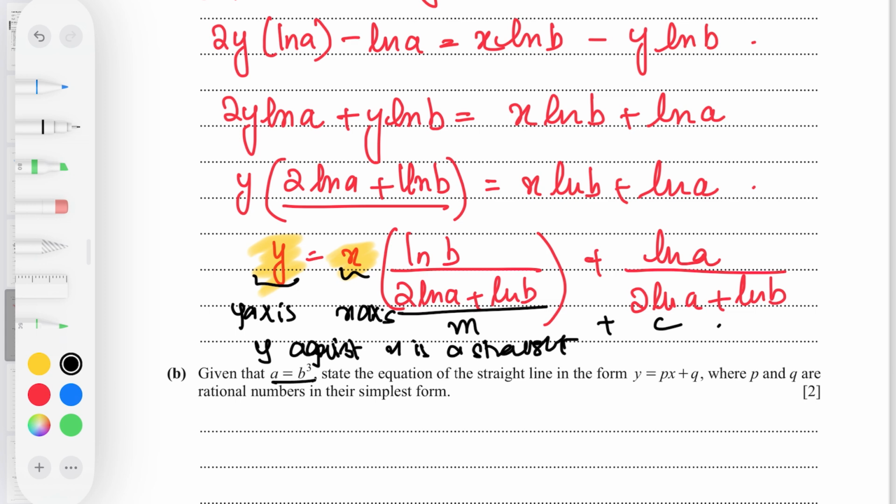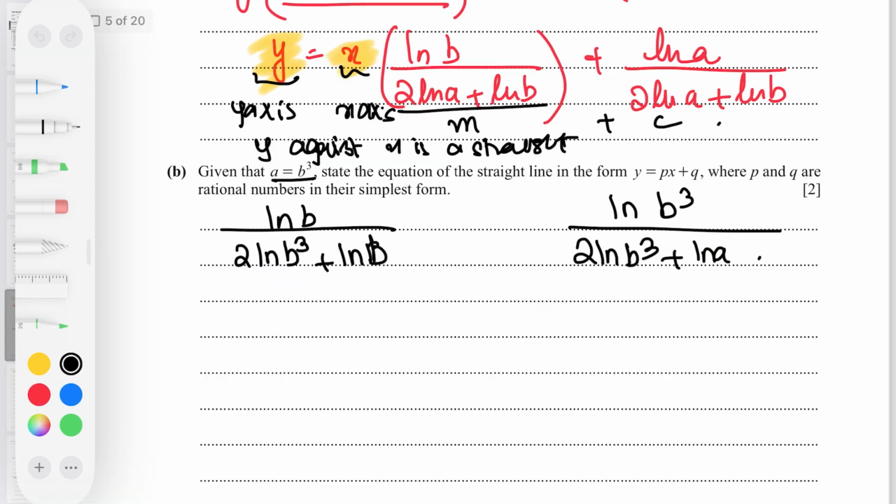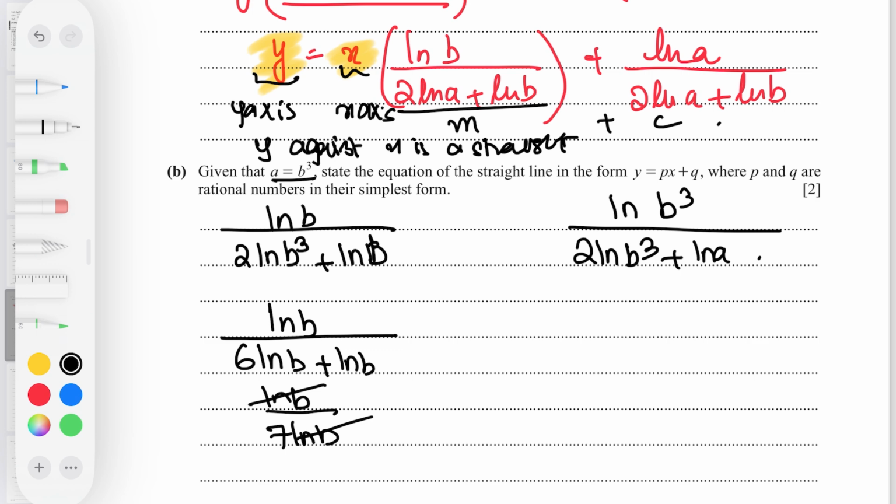Now they're saying a is equal to b cubed. State the equation in the form y is equal to px plus q. So in place of a, I will input b cubed. I'm doing this in the gradient, then I'm doing this in the intercept. Let's work on it. So this is my gradient value.